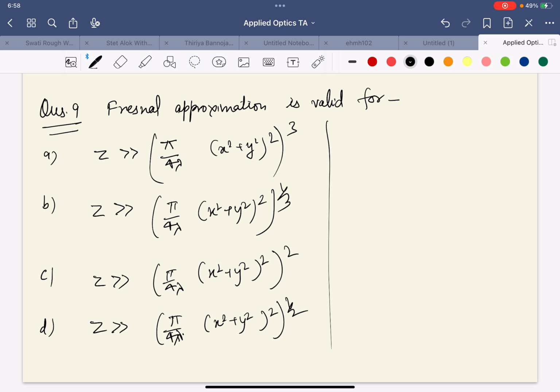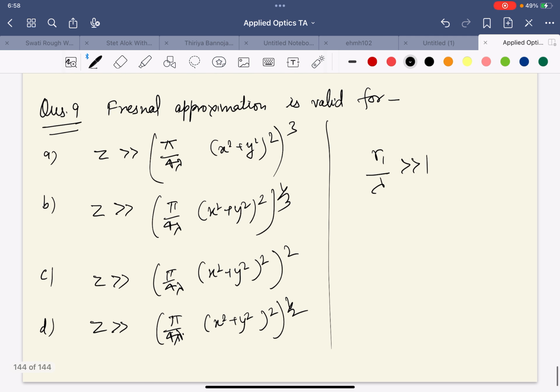Okay, so how it depends on geometrical scale. If we have a large distance relative to the wavelength, then this r by lambda should be greater than 1, meaning this z, and r is the square root of x square plus y square. And some other factors, as I told you, like curvature of wavefront, are also coming.